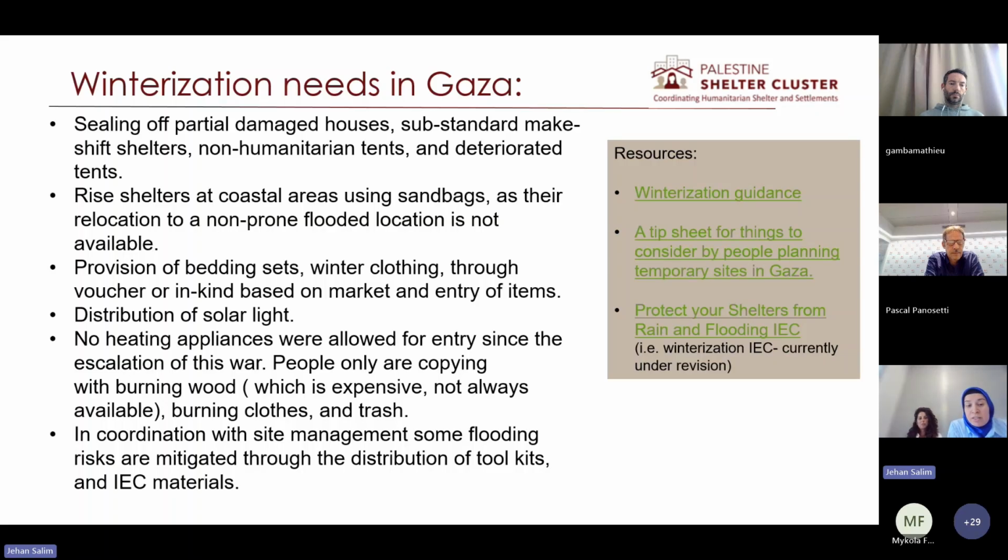Then in coordination with site management, some flooding risks are being mitigated through distribution of toolkits and ISC material. Here on the left, you can see resources on winterization guidance from our cluster, tip sheets at site level that have been developed by the cluster with site management. And then here you can see ISC material on rain and flooding issues.